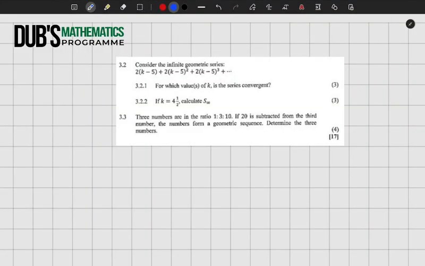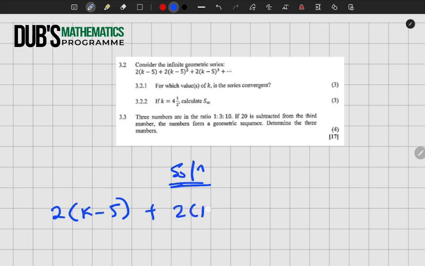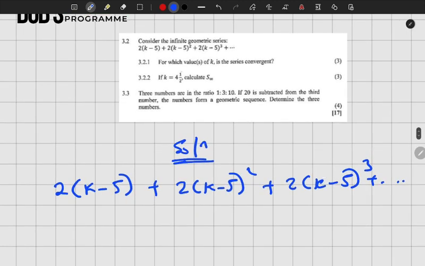Grade 12, we're still finishing off our first date 2024 question for number 15. So we're now doing 3.2. They're saying consider the infinite geometric series. We're given those terms. So T1 there is 2k minus 5. So it's a plus now because the series. So it's 2k minus 5 squared and so on. So the first question they're saying, for which values of k will the series be convergent?